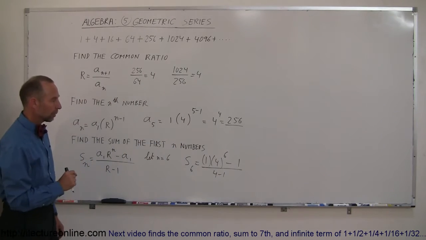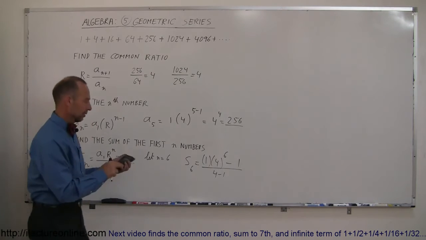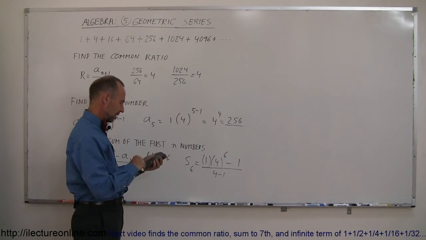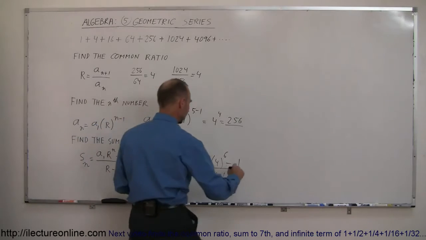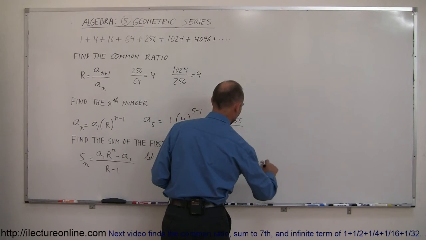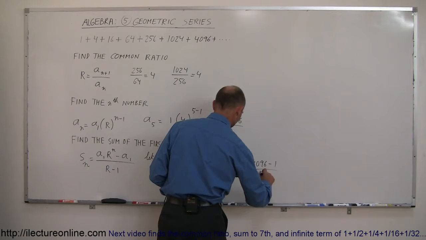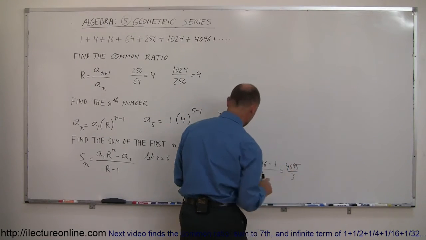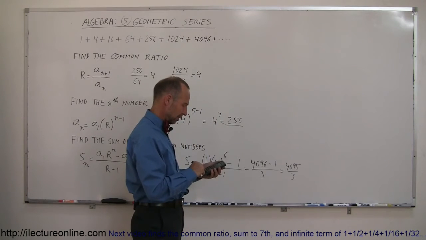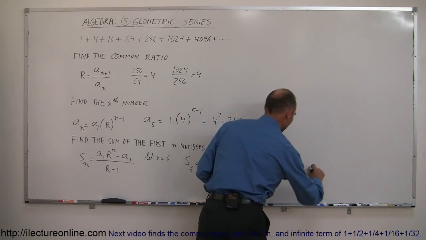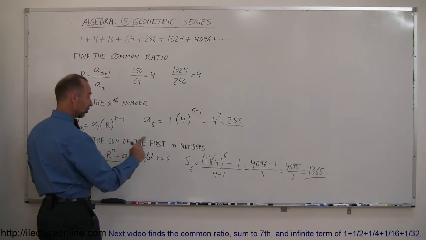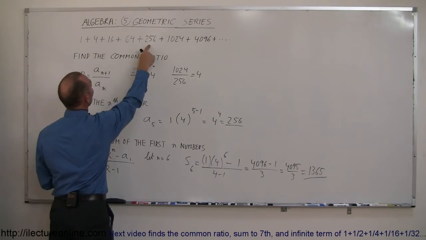All right, so this becomes 4 to the 6th power minus 1. 4 to the 6th equals 4,096. So this would be equal to 4,096 minus 1 divided by 4 minus 1, which is 3, which is equal to 4,095 divided by 3. And we get 1,365. So that would be the sum of the first 6 terms, 1, 2, 3, 4, 5, 6.